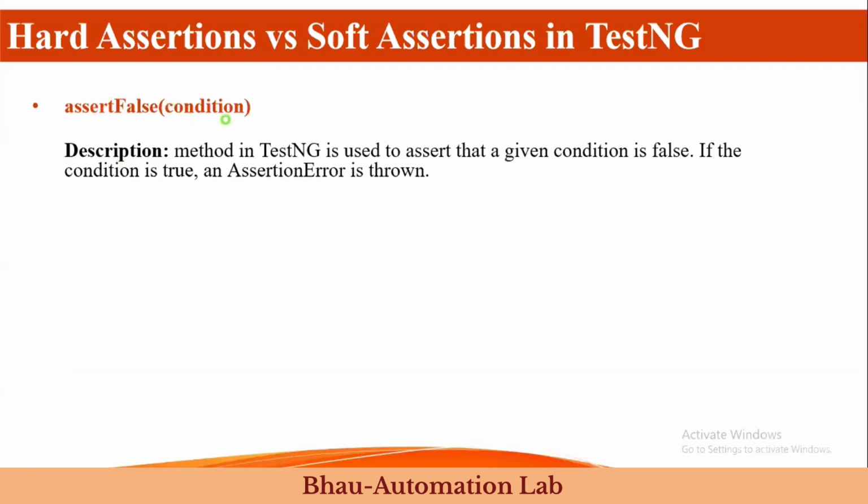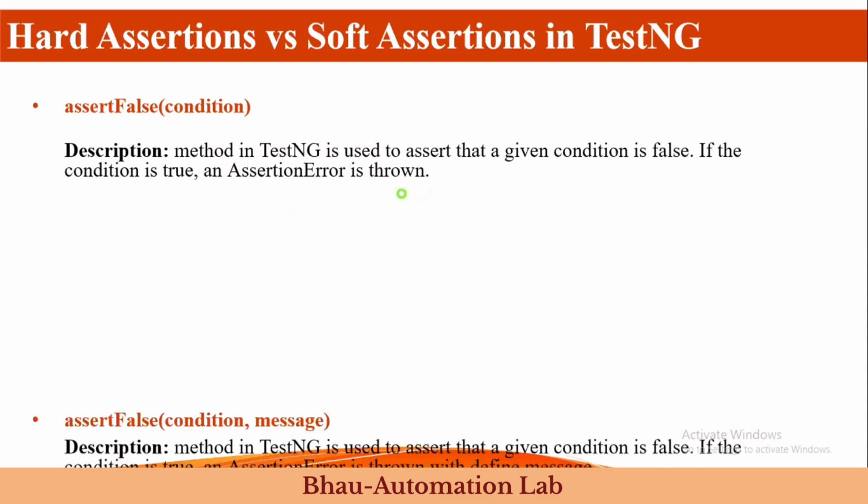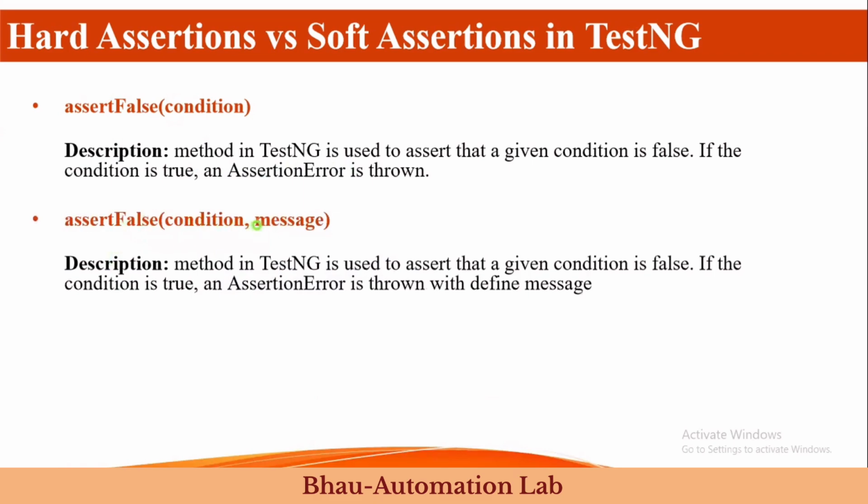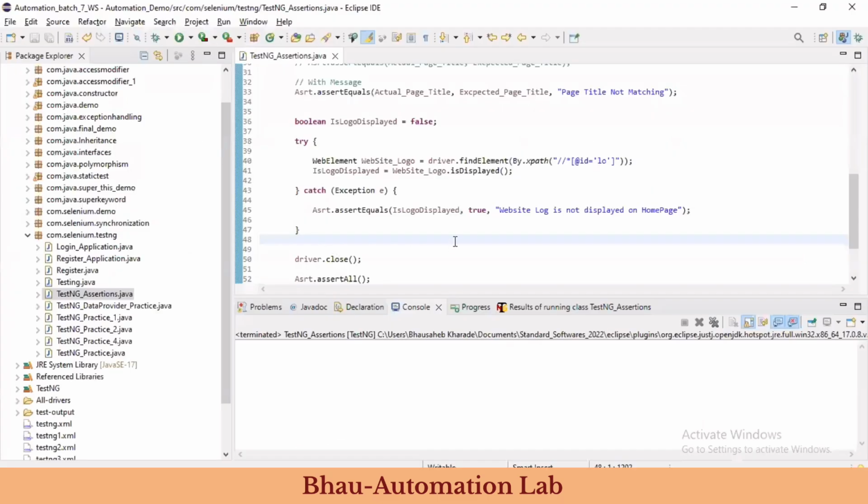Now let's understand assert false. So the description for assert false is a method in the test engine used to assert that the given condition is false. If the condition is true, then it will throw an assertion error. And assert false condition with message: the test engine is used to assert that the given condition is false. If the condition is true, then it will throw an assertion error with the defined message. So we'll see this assert true and assert false condition practically here.